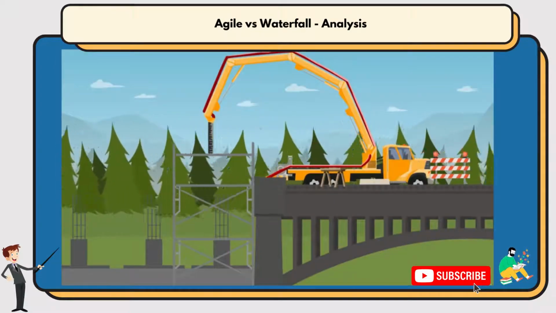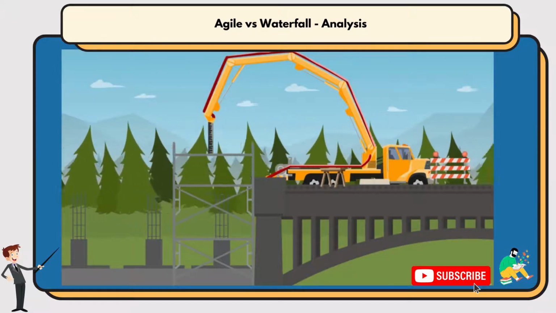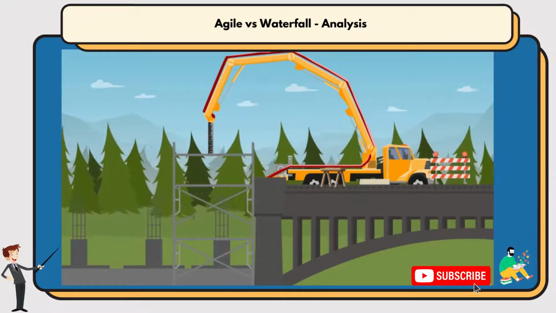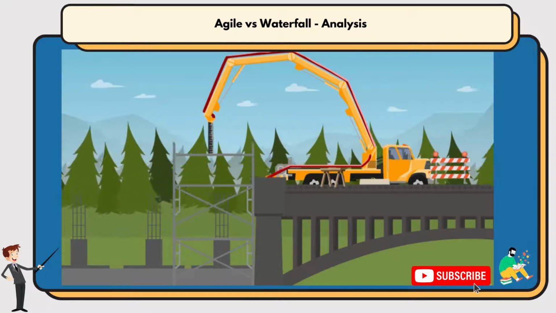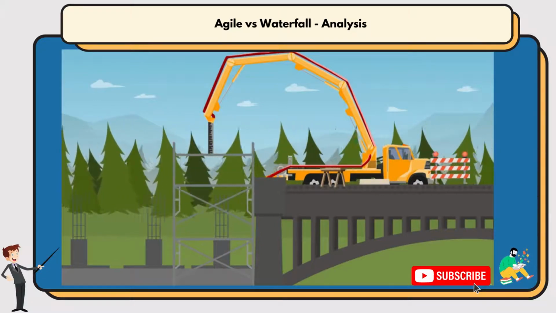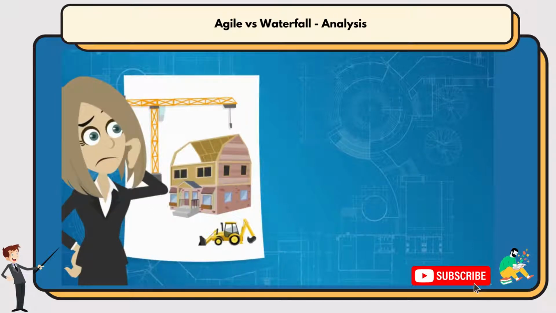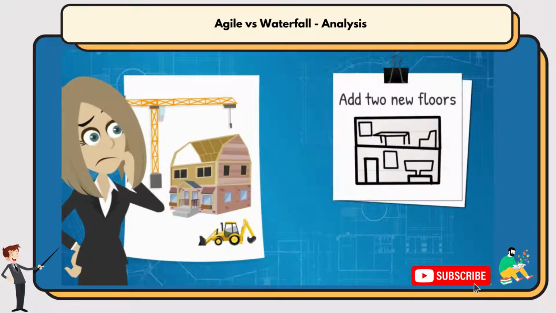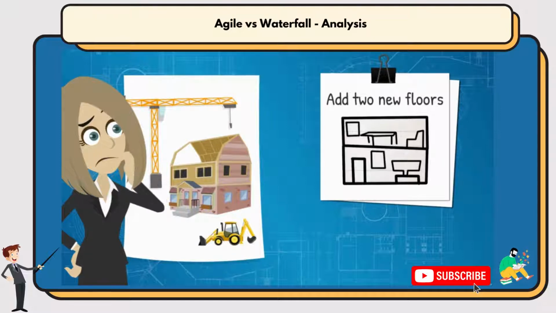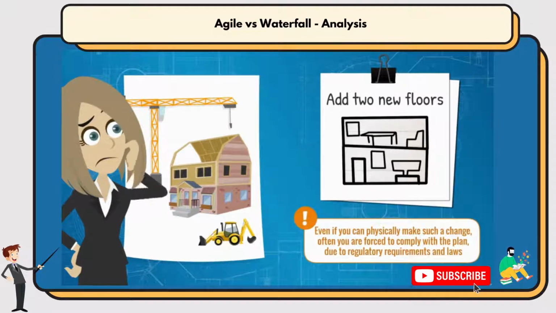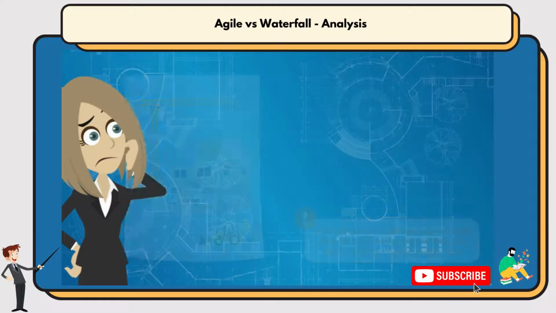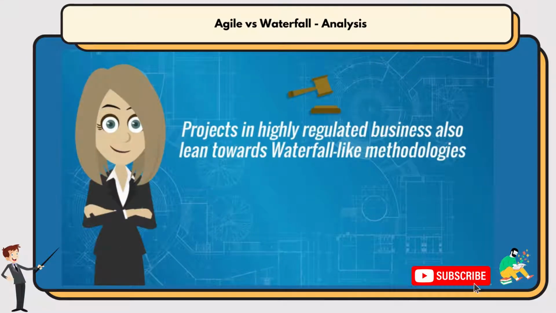Public projects or construction projects in general are a classic example, as there is a strict sequence. The architectural, engineering and design plans have to be locked, and then strict standards will be applied during the construction work. It will be quite hard to change the architectural plan of a building and add 2 extra floors when it is halfway through. Note that even if you can physically make such a change, often you are forced to comply with the plan due to regulatory requirements and laws. Hence, projects in highly regulated business also lean towards waterfall-like methodologies.